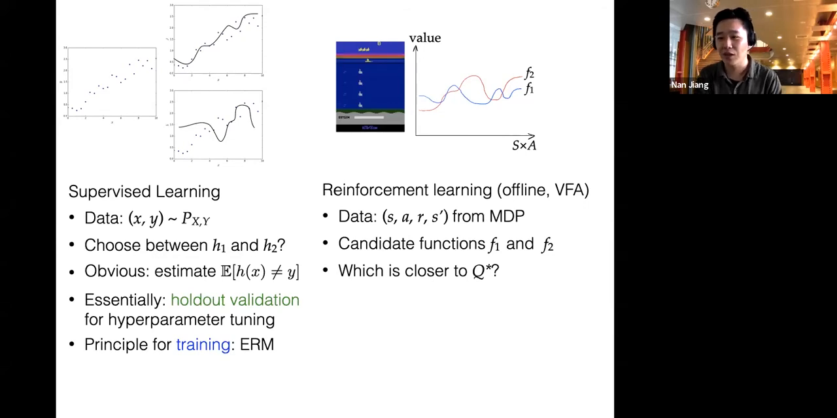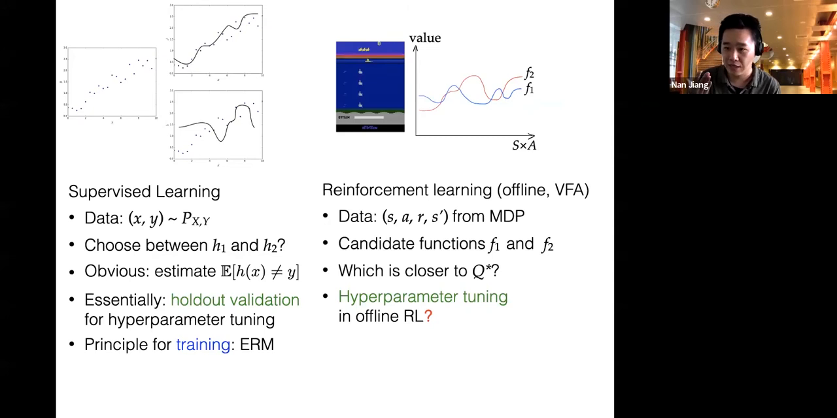And by didn't know how to solve it, I mean really, there's nothing that works without additional strong assumptions. And if you think about it, this question not only has foundational theoretical importance, it's also super important in practice, because if you don't know how to solve this question, how are you going to do hyperparameter tuning in offline RL, right?